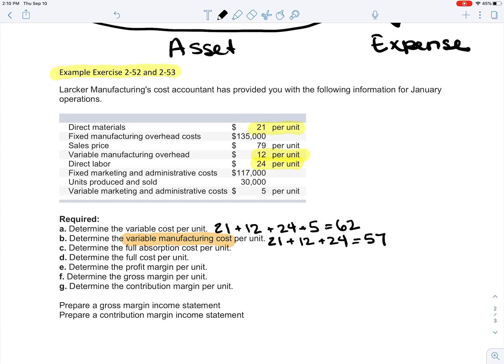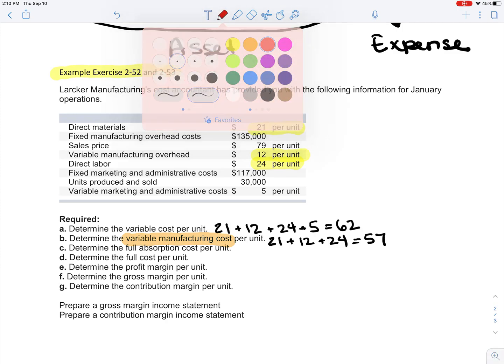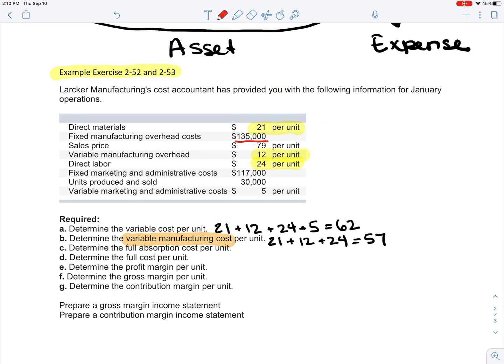In C, this should be a new concept for most of you. They want to determine the full absorption cost per unit. When I'm looking at the full absorption cost, that means I want to consider everything that's going into this product, which means I have to consider this fixed cost. But we have to put that on a per unit basis.